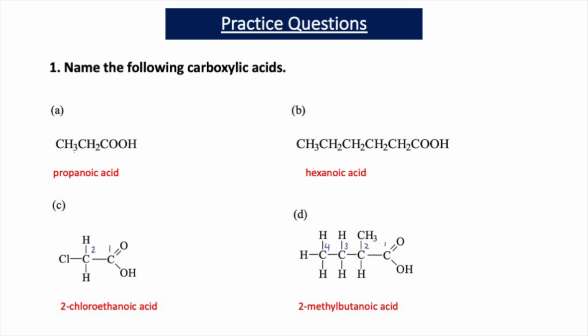Now for C, we have a 2-carbon carboxylic acid, and on carbon 2 we have a chlorine instead of a hydrogen, and we call this 2-chloroethanoic acid. Now the reason the chlorine is on carbon 2 is that the COOH carbon is carbon 1. Now for D, we have a 4-carbon carboxylic acid, and we have a CH3 group on carbon 2. So this compound is called 2-methyl butanoic acid.